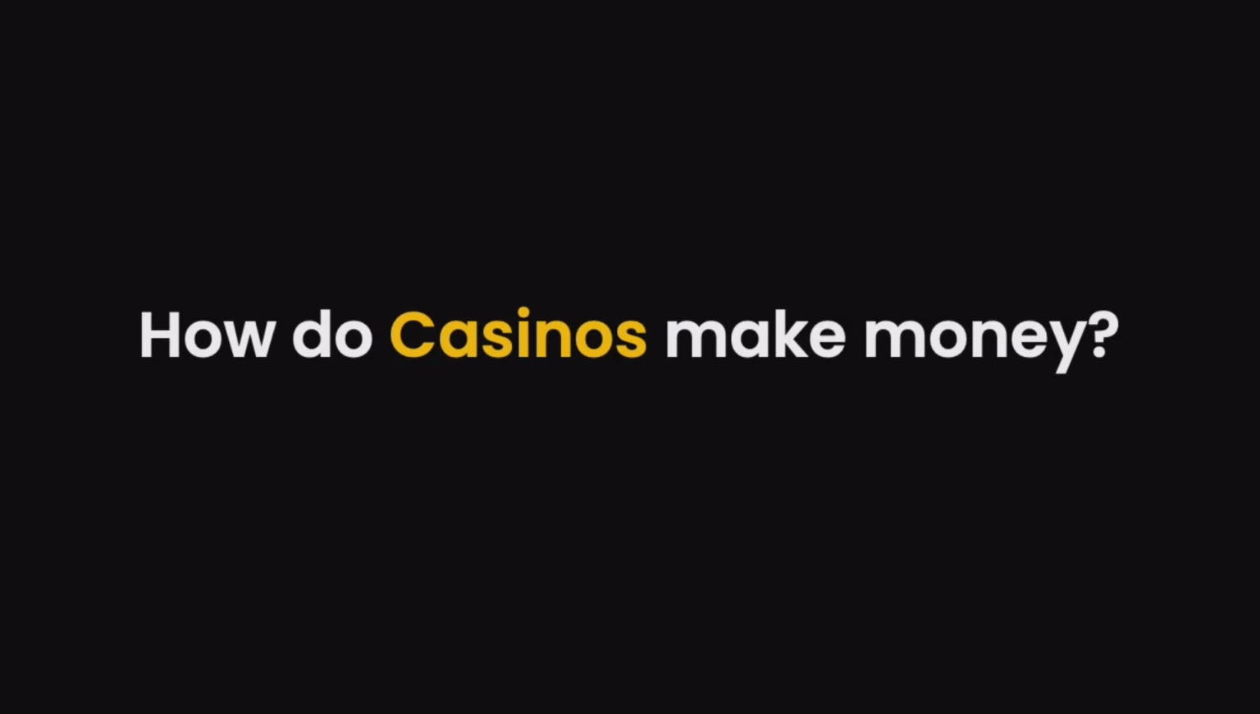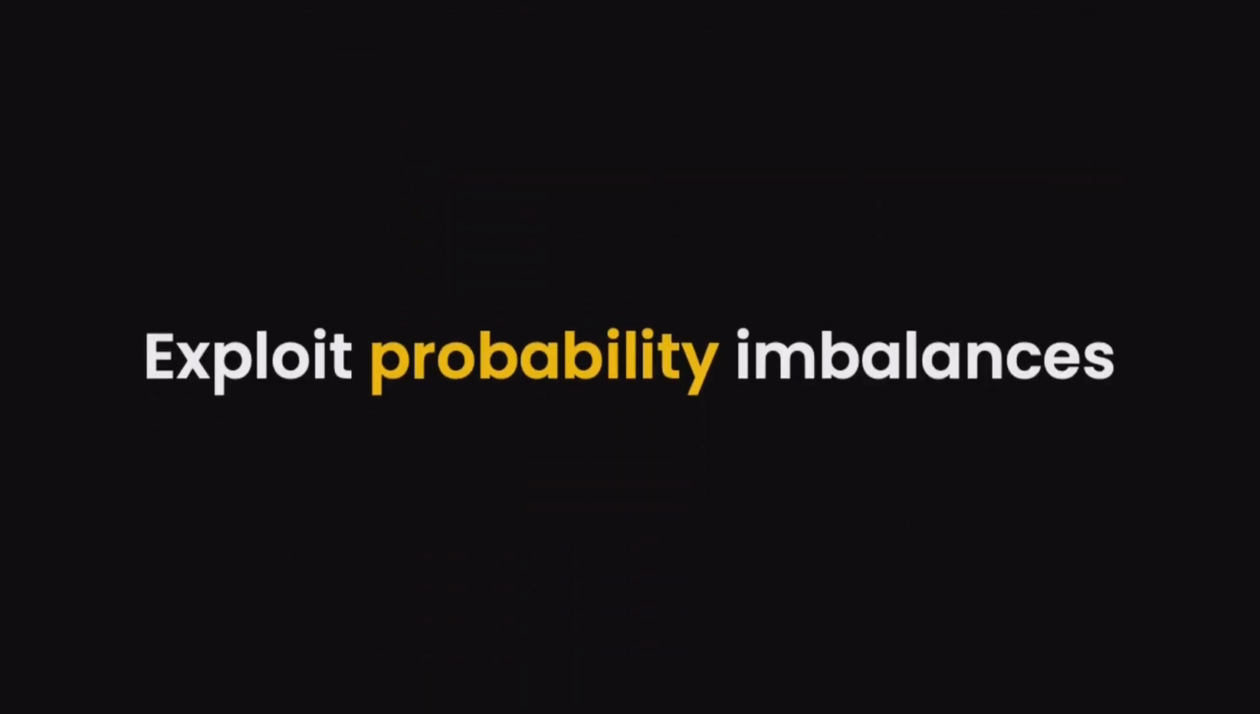So how do casinos make money? Let's start with first understanding how casinos make all the profit that they make. It's actually very simple. Casinos make money by exploiting tiny probability imbalances in the hundreds of games that they offer. What are probability imbalances? It'll become clear very soon. They basically manipulate either payouts or odds.